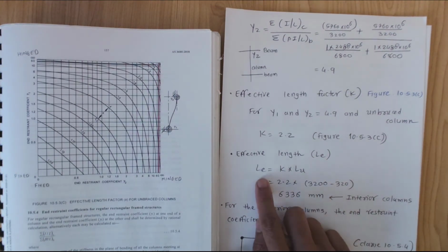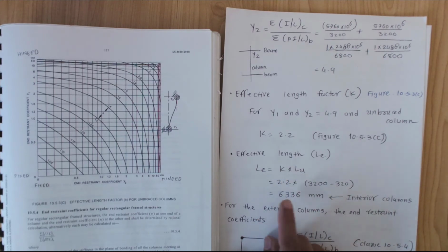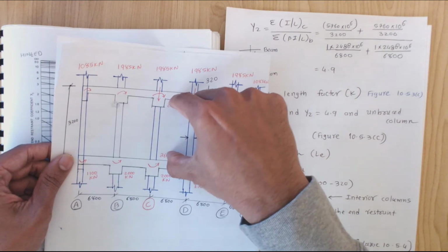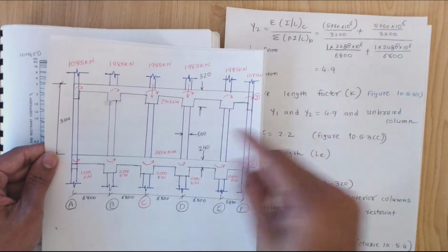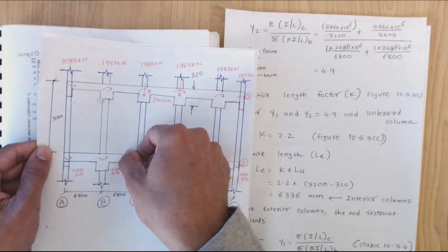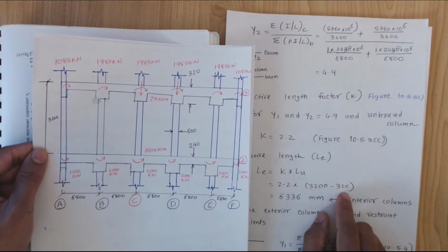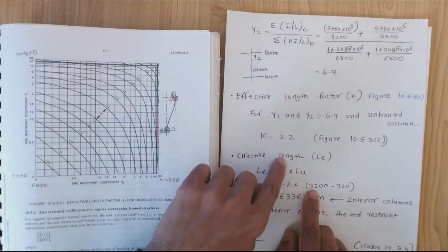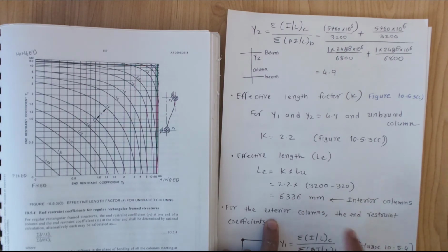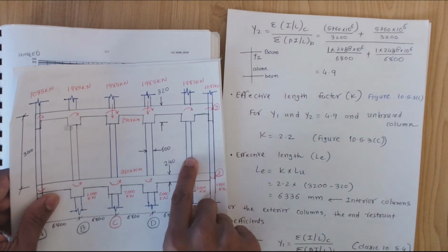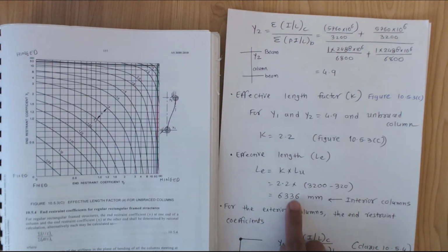For effective length, LE equals K times LU, and what is LU? LU is the clear space, the clear distance. If you want to calculate the clear space between the columns, you have 3200 take away 320, so you will find this clear space. This is the LU, from this point to this point. So 3200 take away 320, times this factor, gives the effective length. The effective length equals 2.2 times this, which gives 6336 millimeters for interior columns. So these columns will have an effective length of 6336 millimeters.